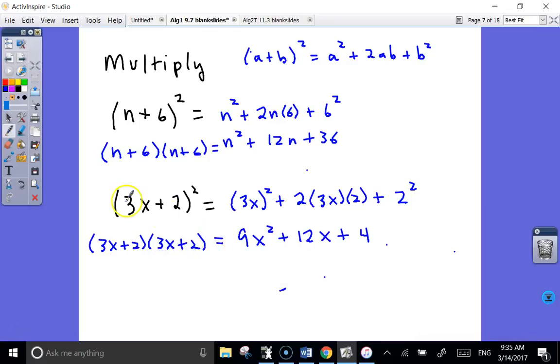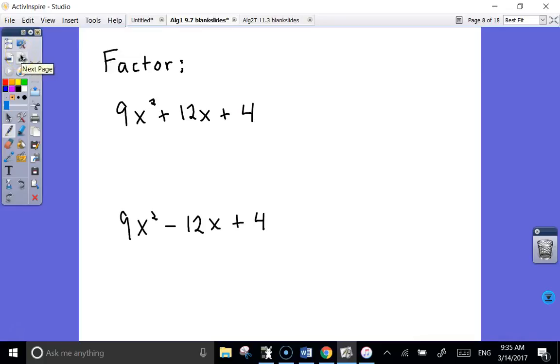But the point of that is, that's what we did earlier. Now we want to go backwards from that. What happens if you're given something that looks like that? How can we go directly to that as the factoring? And this one is not quite as obvious as the difference of squares is.